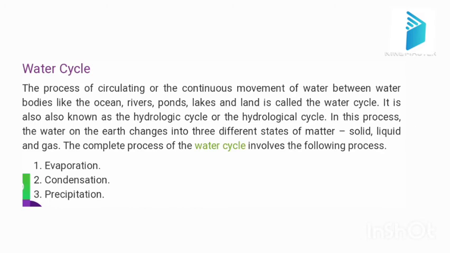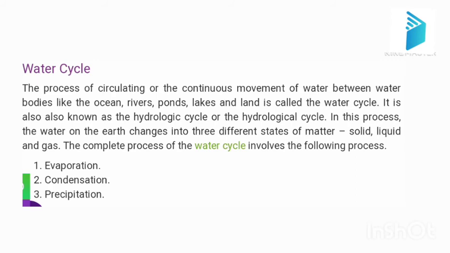Water cycle. The process of circulating or the continuous movement of water between water bodies like the ocean, rivers, ponds, lakes and land is called the water cycle. It is also known as the hydrologic cycle or the hydrological cycle. In this process, the water on the earth changes into three different states of matter: solid, liquid and gas. The complete process of the water cycle involves the following processes.